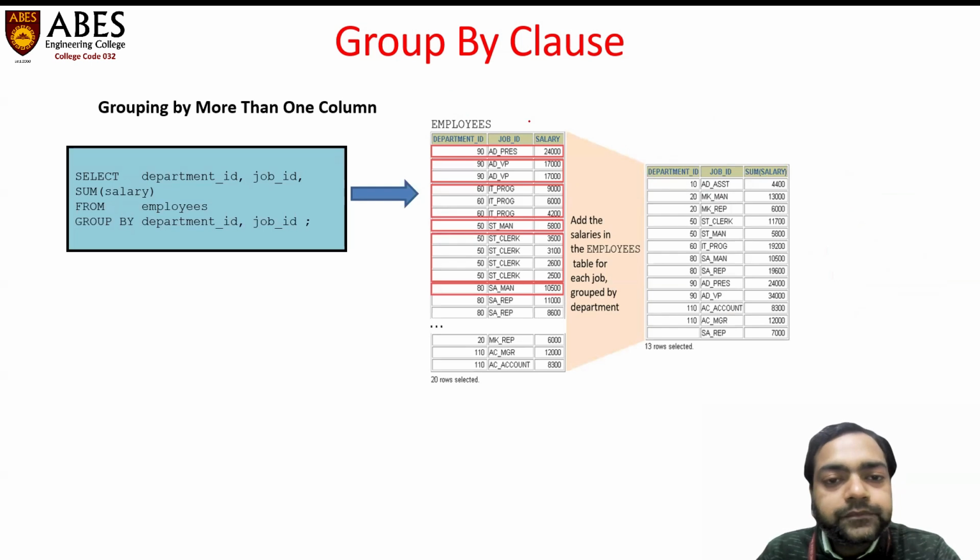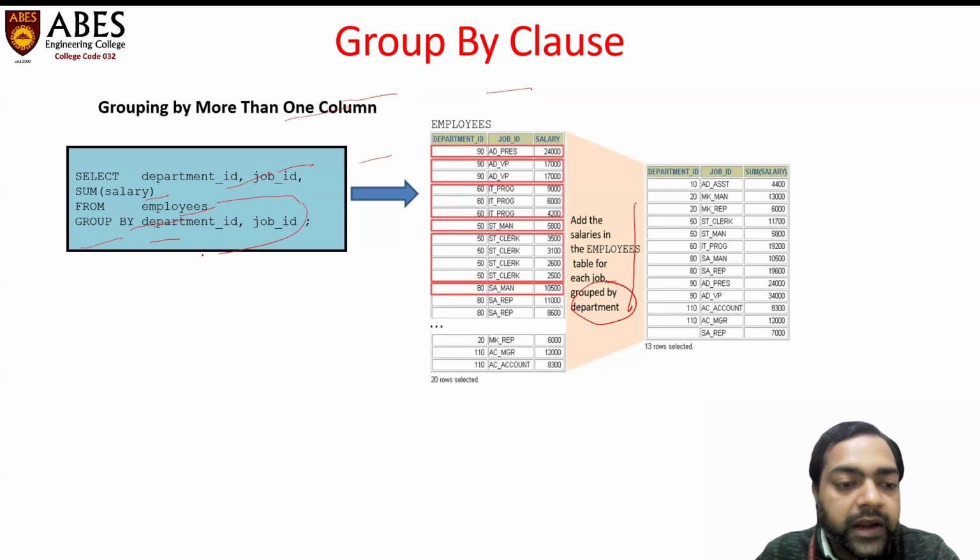Now in the previous case we have seen that we are grouping with the help of only one column. We can also group by more than one column, right? For example, find the sum of salary in the employees table for each job grouped by department. So in this case we need to perform grouping based on two columns, that is, multiple columns. First of all, we have used department ID, we have used job ID, and we have used sum of salary from employee. And what we have done here is group by department ID and job ID.